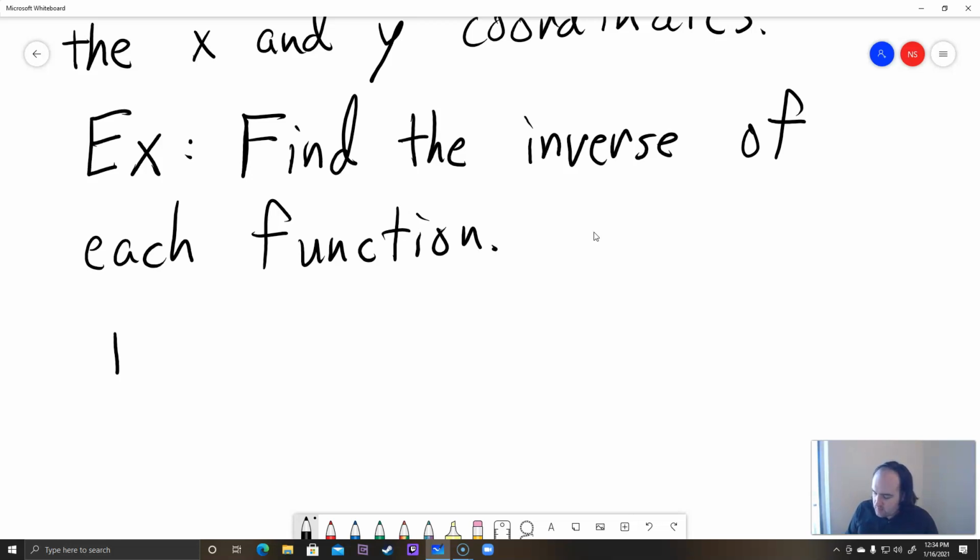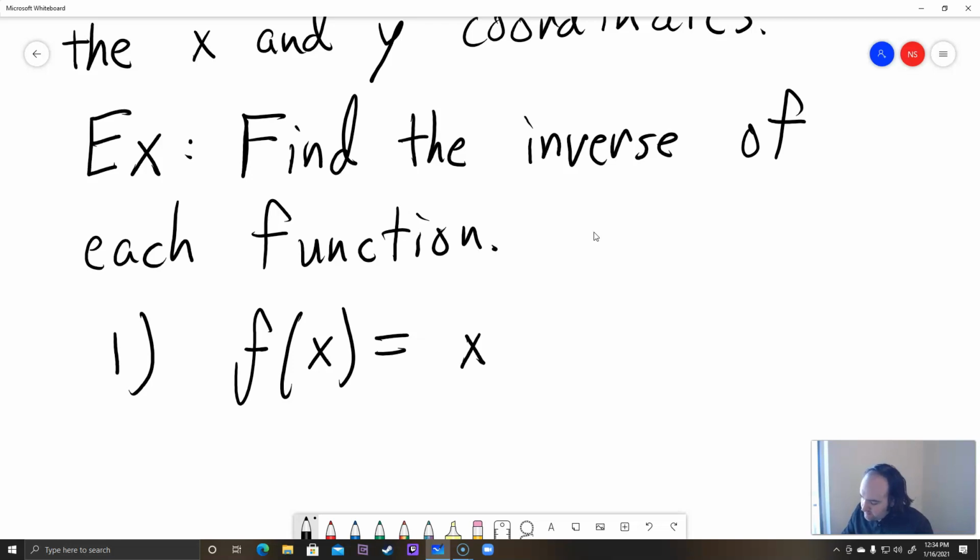Okay, so for problem number 1, we want to find the inverse of a relatively simple function. This one is f of x equals x to the 7 minus 4.